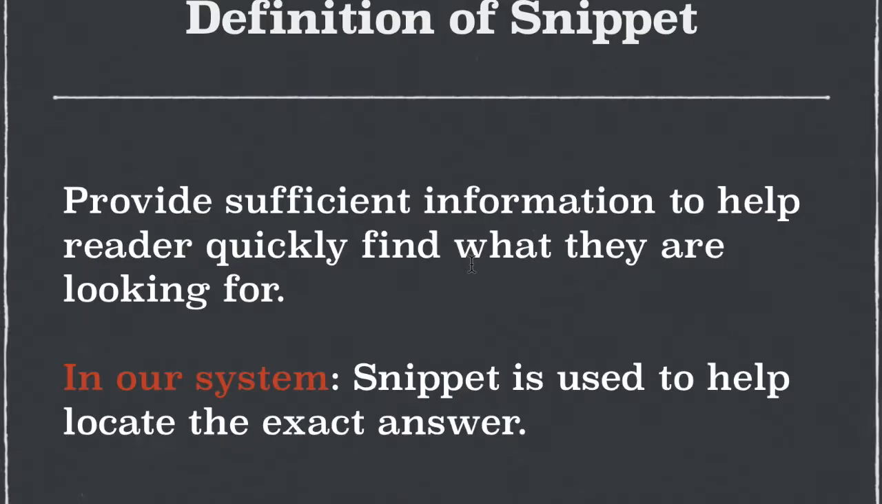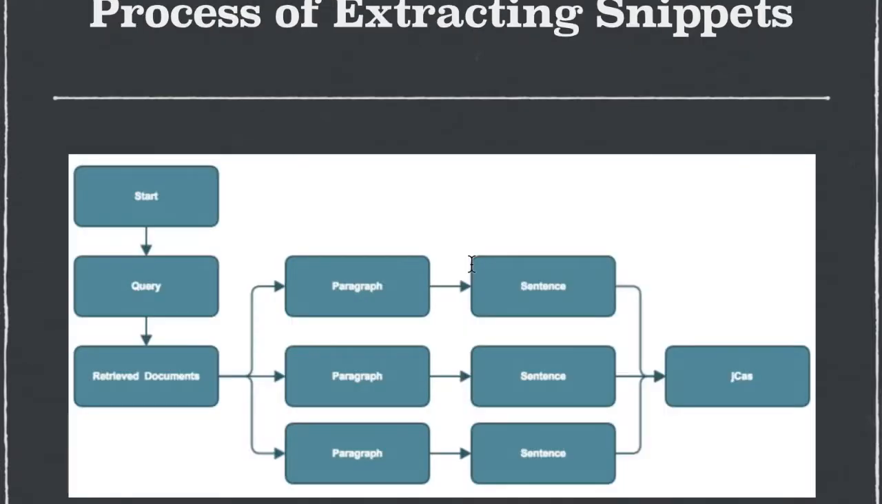The next step in the pipeline is snippet retrieval. Snippet is used to help locate the exact answer. In order to extract snippets, we divide the retrieved documents into paragraphs and extract meaningful sentences by calculating their similarity compared to the query token list. Note that later several small snippets can be merged into a large snippet.